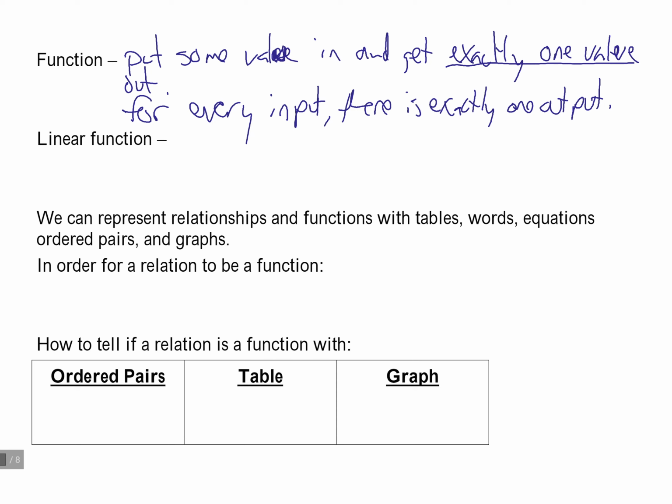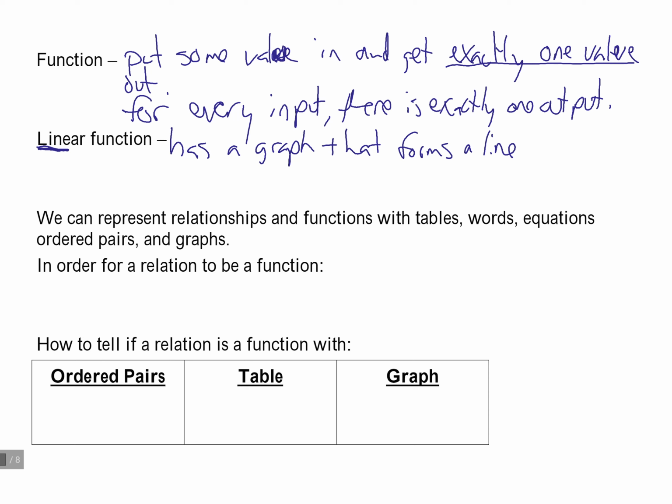Now, a linear function means that if I graph it, the word linear actually has what the graph looks like in it. It looks like a line. So a linear function has a graph that looks like a line. So that forms a line. Pretty straightforward definition there.